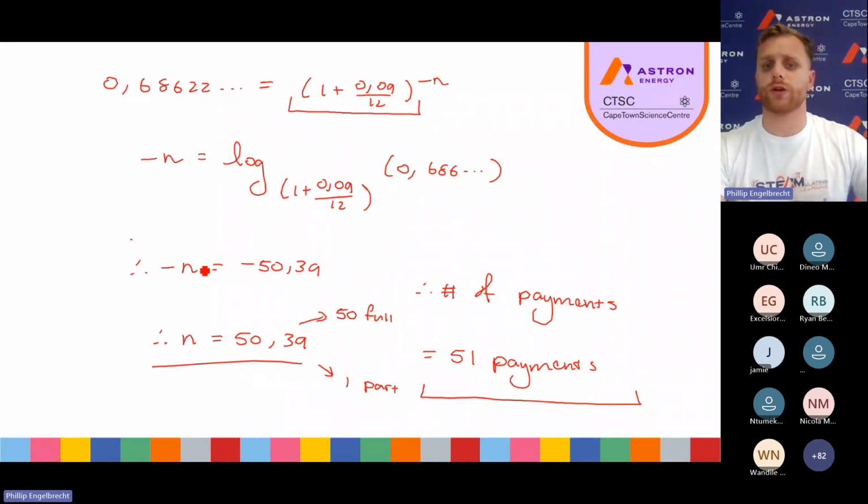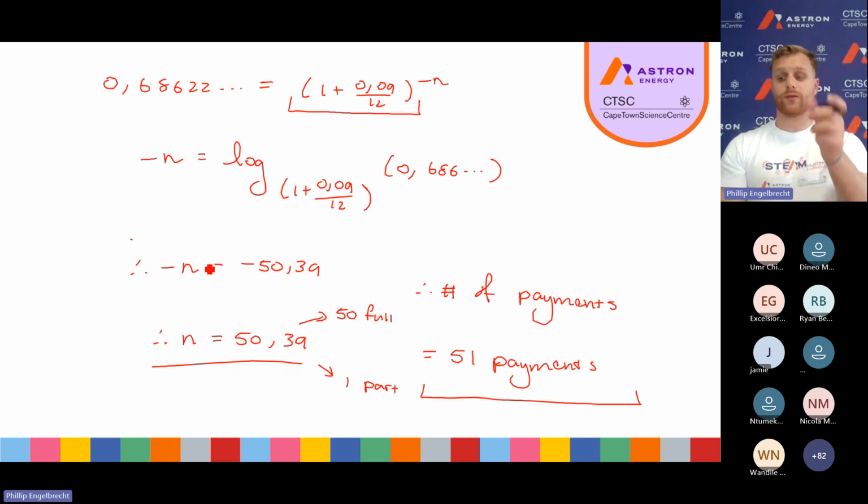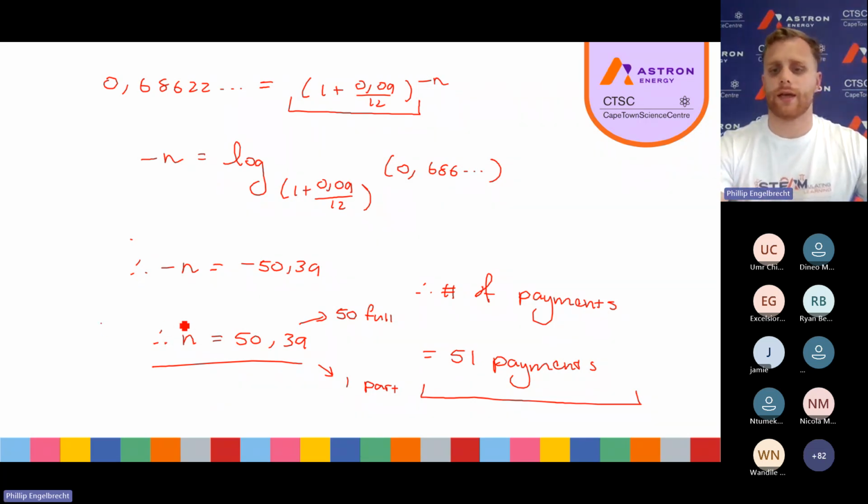Anyways, so that was question 6. So well done for those of you who got 51 payments. And if you didn't, don't worry. For those of you who got 49, just check where you maybe made your mistake. It probably was in the rounding off part, okay? Anyways, carrying on.